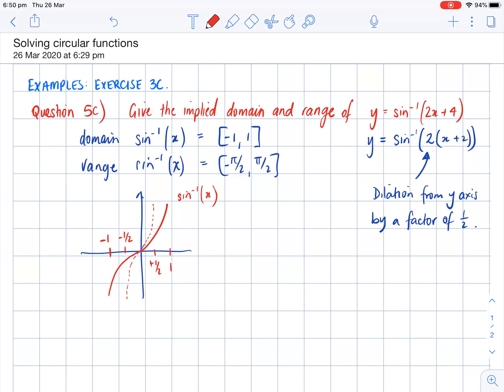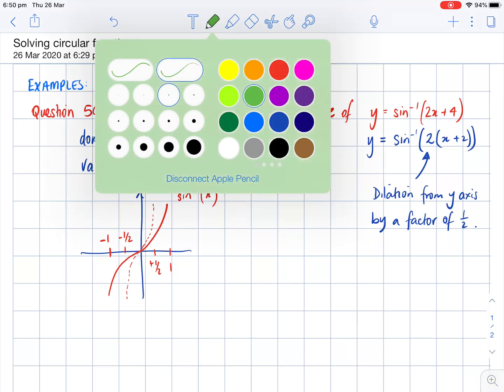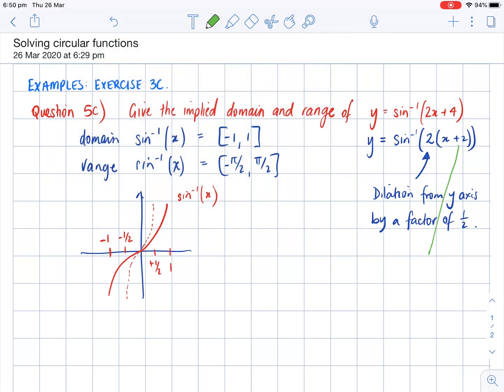The other thing that we've got in here is a translation. Now this translation will move the graph left and right. So in this case, if it's a plus 2, it's going to go to the left 2 places.